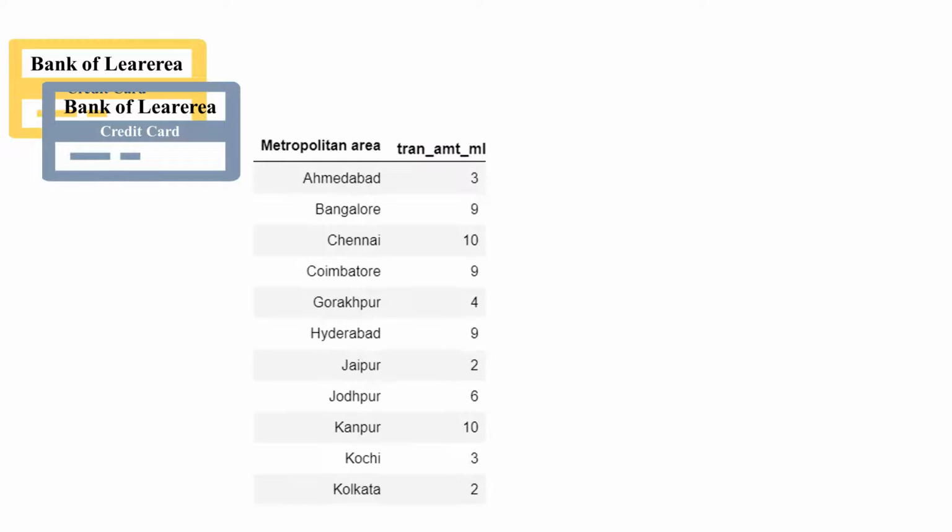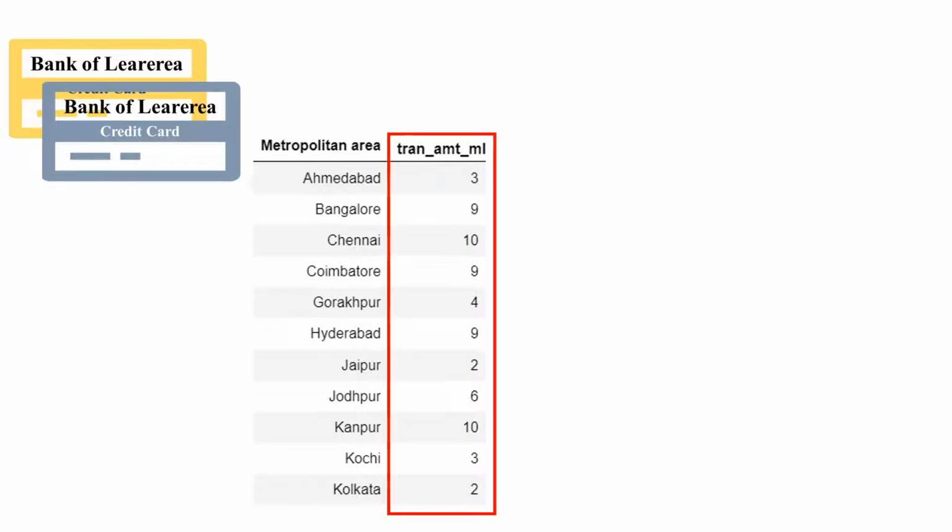Let's consider you are working as a data analyst in a credit card company called Bank of Learnerea, wherein you have been given the annual transactional amount data for these 11 metro cities in India. Now your task is to summarize this transaction amount, or maybe the credit card performance in a given year. So to summarize this, what is the first thing which comes into your mind?